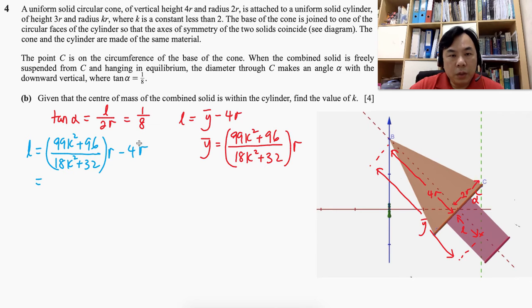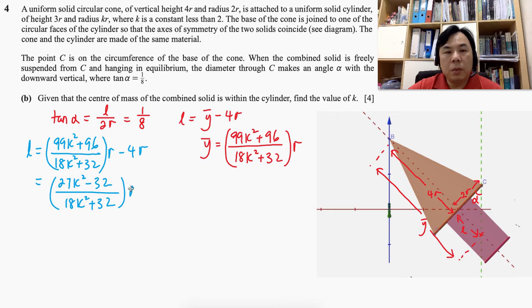From here I should be able to obtain 72, so that will be 27k square, and then 128, so that will be 32. So that will be 32 over 18k square plus 32. That will be our L.